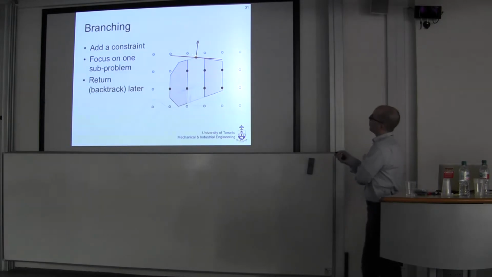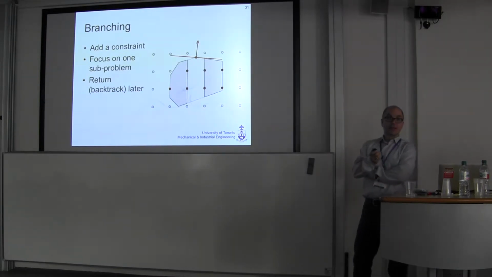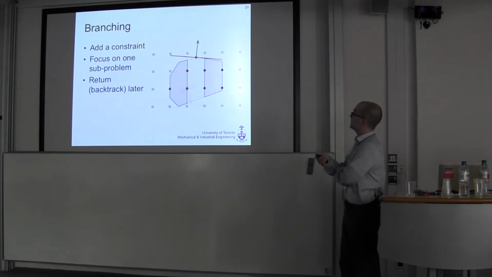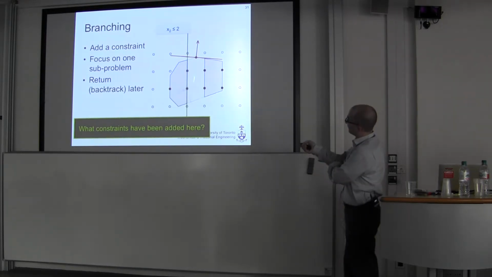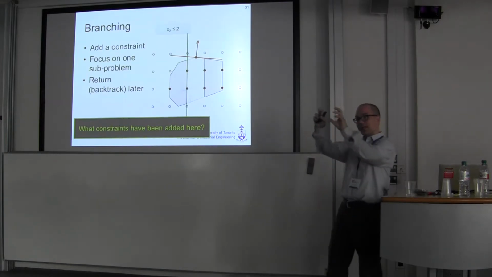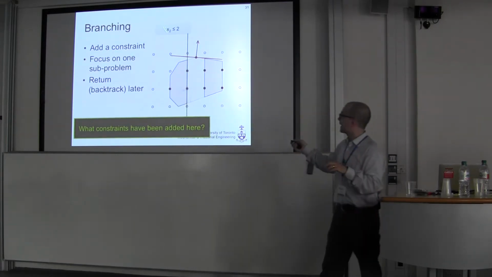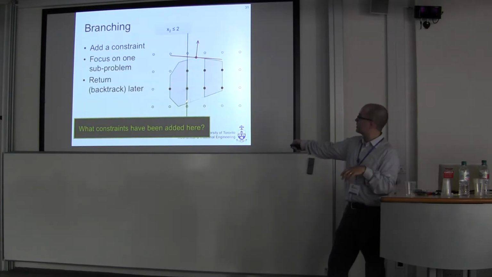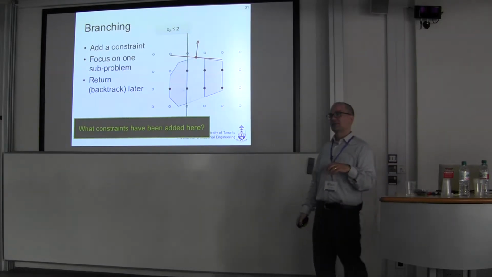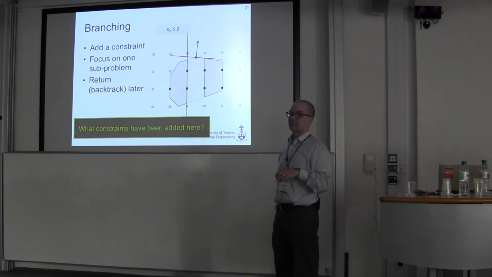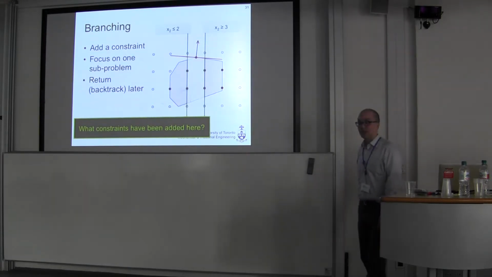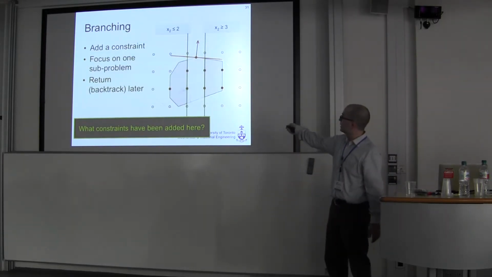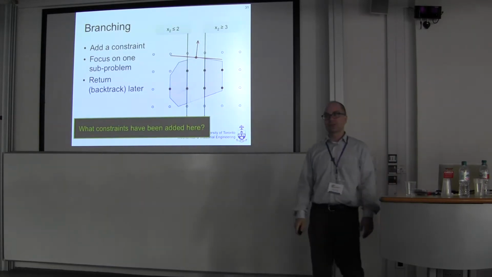And if this point is not integer, we need to branch. A typical way to branch is to add a constraint. We're going to add this constraint, x2 is less than or equal to 2, and then we're going to focus on this region. So this is a branch in our search tree. We've added the constraint x2 is less than or equal to 2, and now we're going to focus on here. Later, after we've found a solution here, or not, we're going to backtrack and follow the constraint x2 is greater than or equal to 3, which will limit us to this region, and we'll again search for a solution in that region.